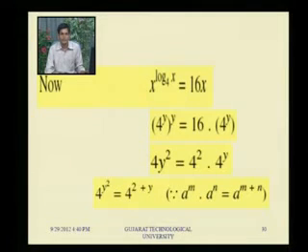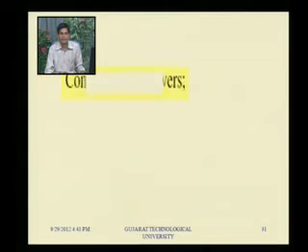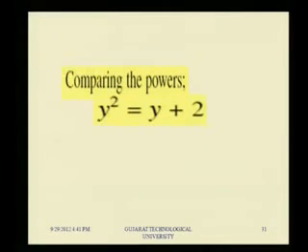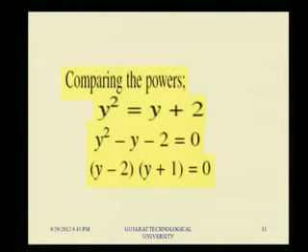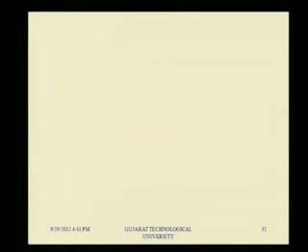4 raised to y square equal to 4 raised to 2 plus y, using this property a raised to m into a raised to n. Base is same, so we can add power. So comparing the power on both sides, we will get y square equal to y plus 2. So y square minus y minus 2 equal to 0. That will give you y minus 2 or y plus 1 equal to 0. So we are getting y equal to 2 or y equal to minus 1.